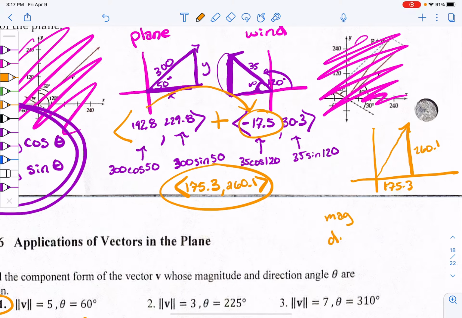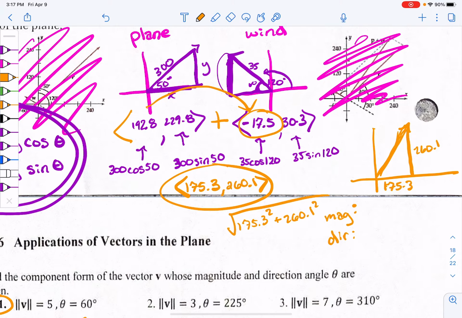and the direction. Okay, so again, magnitude is that Pythagorean theorem. So I'm going to take 175.3 and square it, and add it to 260.1 squared, and then take the square root of that. Okay, 175.3 squared plus 260.1 squared. If I'm going too fast, make sure you pause it so that you can have time to do all this stuff.